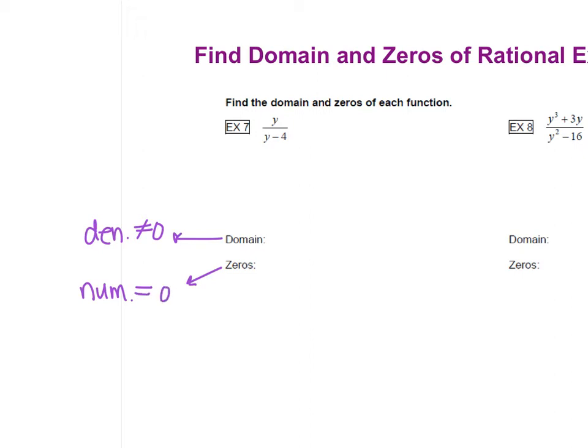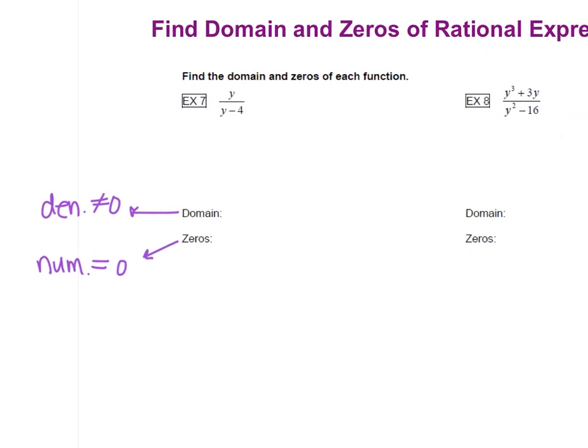So remember, domain, denominator, perfect. They go together. They're both D's. So domain goes with the denominator. You cannot let the denominator equal 0. The zeros of your function go with the numerator, and you want to know when the numerator equals 0. All right, so let's give this a try.